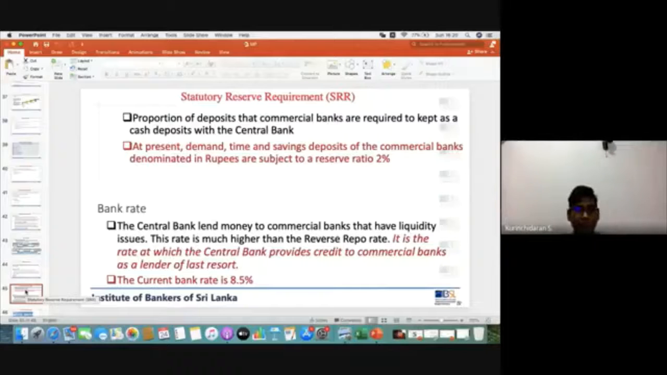And then bank rate, yes, the rate at which the central bank lends money to commercial banks, right? This is also reduced now. Now it's 8.5%. The banks can borrow, right? Kind of lender of last resort. If you have urgent liquidity, the banks can go to the central bank and borrow at 8.5%, right?